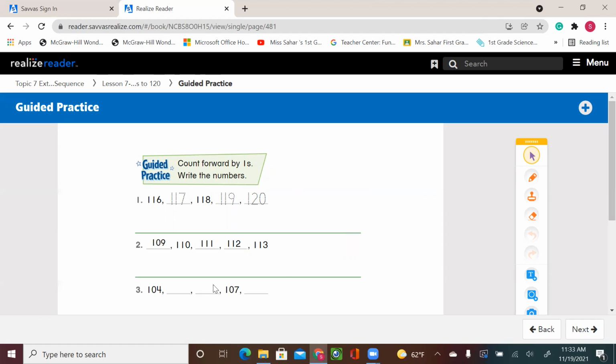Let's go for the third exercise. What do we have? 104. Remember, we count forwards by ones. So we're adding only 1 to the ones. So after 104, very good, 105. After 5, 106. And then 107 is written for you. After 107, 108. So I put it down.